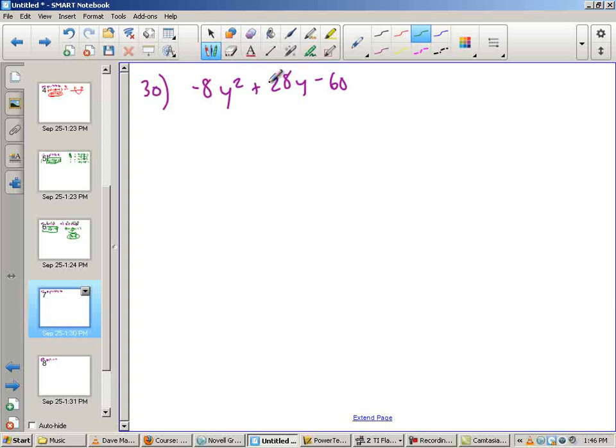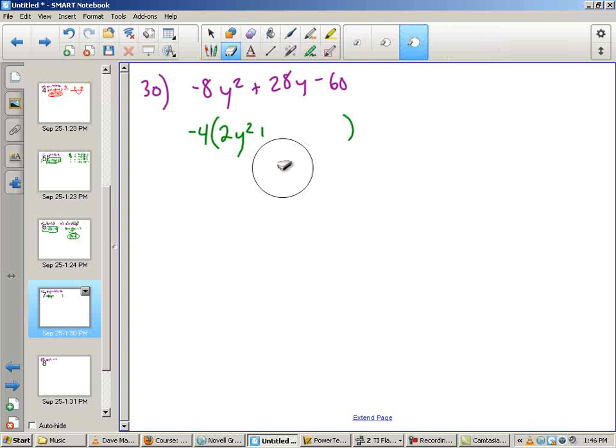So what do all of these numbers divide by? They all divide by 4. And I don't like leaving a negative to start, so I'm going to pull a negative 4 out. And I'm going to rewrite the whole thing, but reduced by a negative 4. So what's negative 8 divided by negative 4? That would be 2. And the y wasn't touched, so 2y squared.